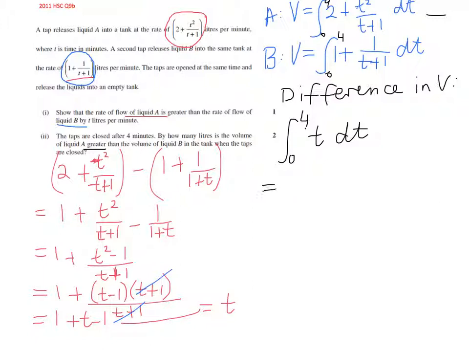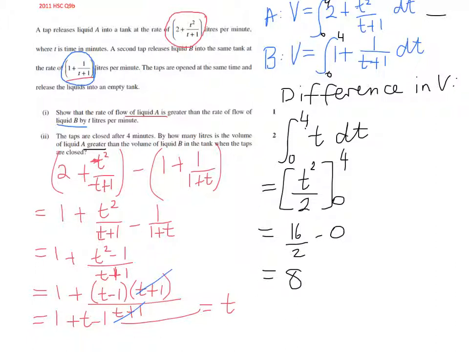So that integral is going to be integrating t with respect to t. It's t squared on 2, between 0 and 4. So 4 squared is 16, on 2, minus 0. So our difference in volume is going to be 8. And volume was in litres. So there's going to be 8 more litres of liquid A than liquid B in this tank.